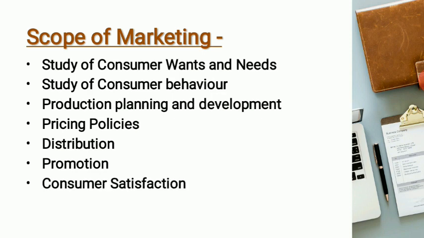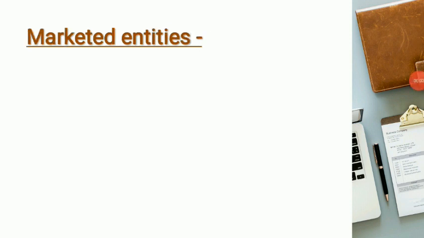Next one is consumer satisfaction. The product or service offered must satisfy consumer. Consumer satisfaction is the major objective of marketing. Next is marketing control. Marketing audit is done to control the marketing activities. So marketing control is also a scope in marketing.